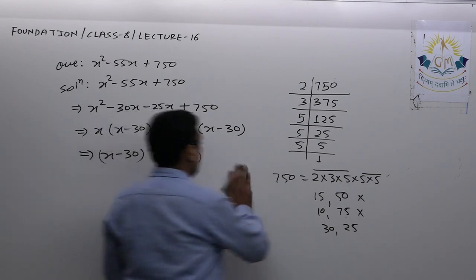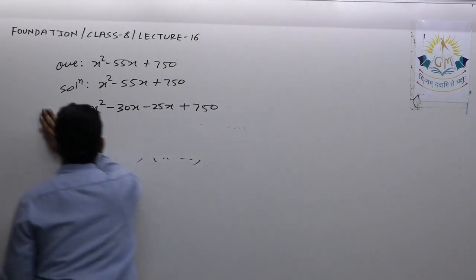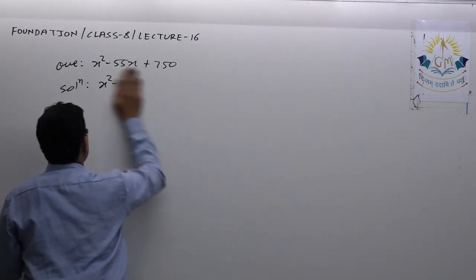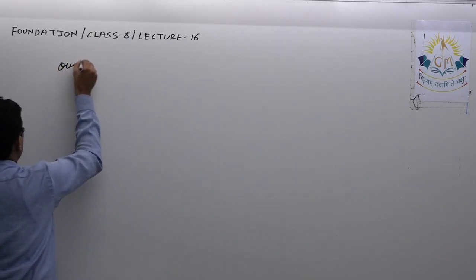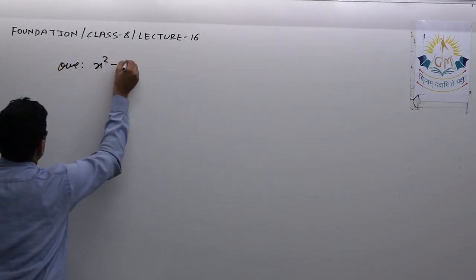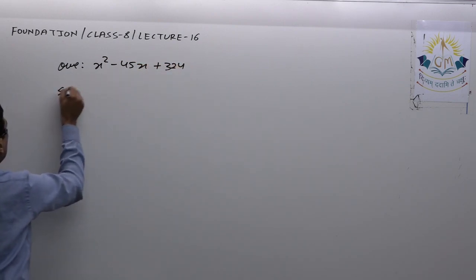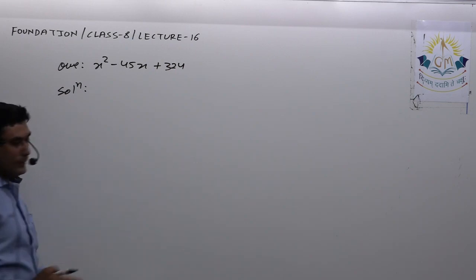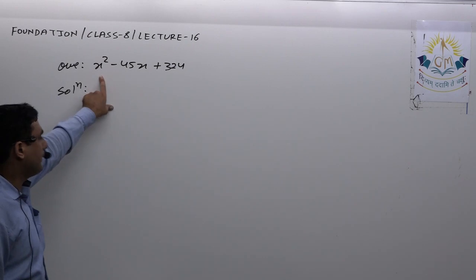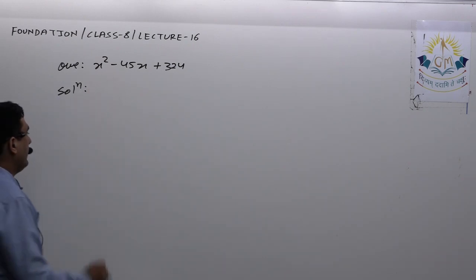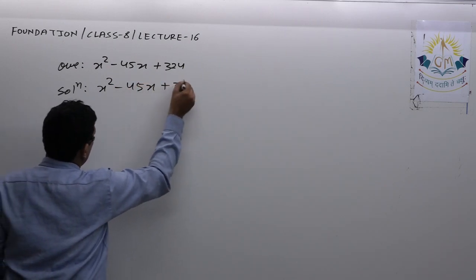Okay, now next question is x square minus 45x plus 324. Okay, so two things that I can assure that this is in the standard form, first thing. Second thing, first term is positive. That means no need to make any changes. I can write it as it is now.